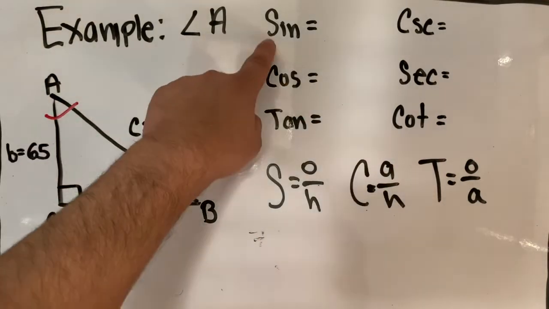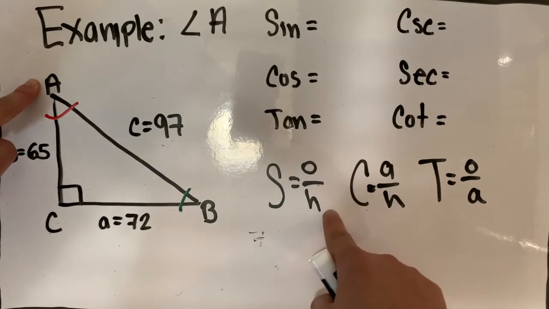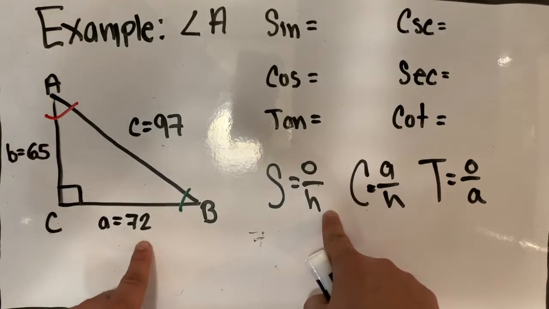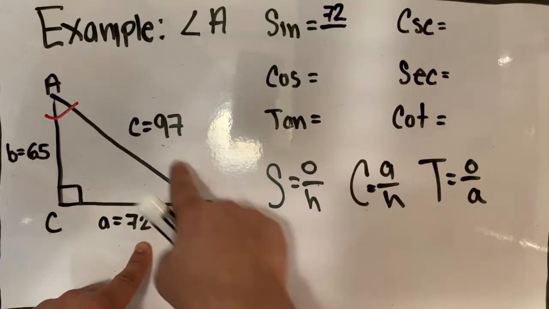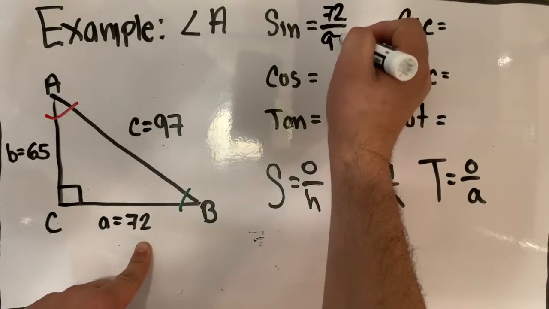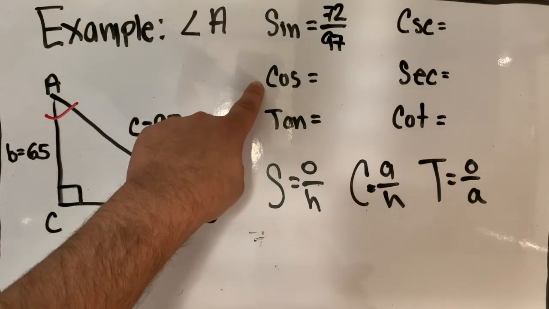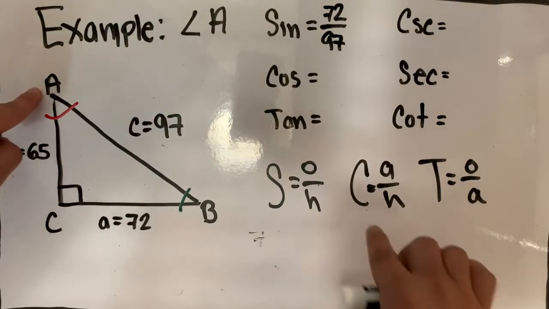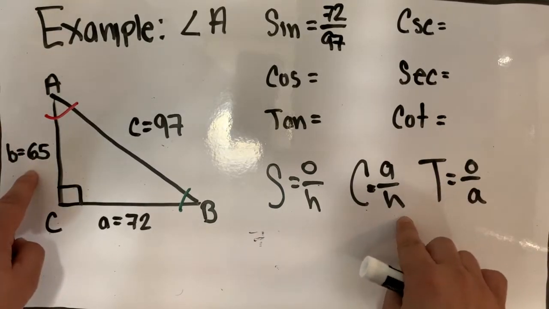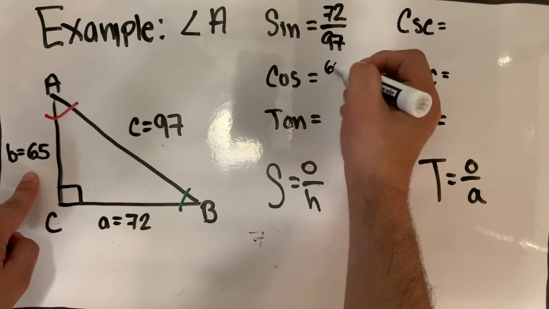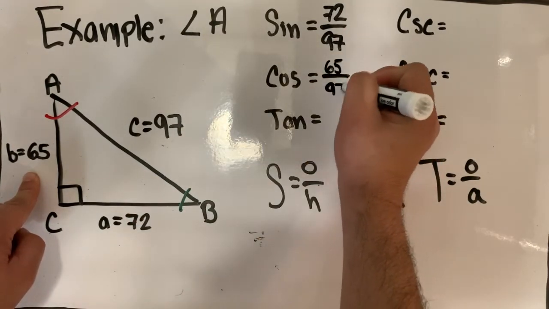Okay? So for the angle A, sine is opposite over hypotenuse. The opposite is equal to 72 over the hypotenuse, that is equal to 97. The cosine of A is going to be equal to adjacent over hypotenuse. The adjacent is going to be 65 over the hypotenuse, that is 97.